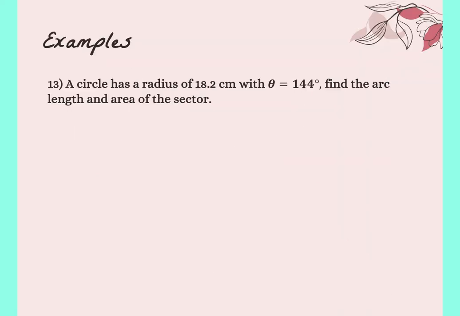It's putting it in. All right, last example says a circle has a radius of 18.2 with theta being 144 degrees. Find the arc length and the area of the sector. So what's the difference between this one and the last one? This one's not in radians yet. So I have to take theta and convert it to radians. So I multiply times pi over 180.